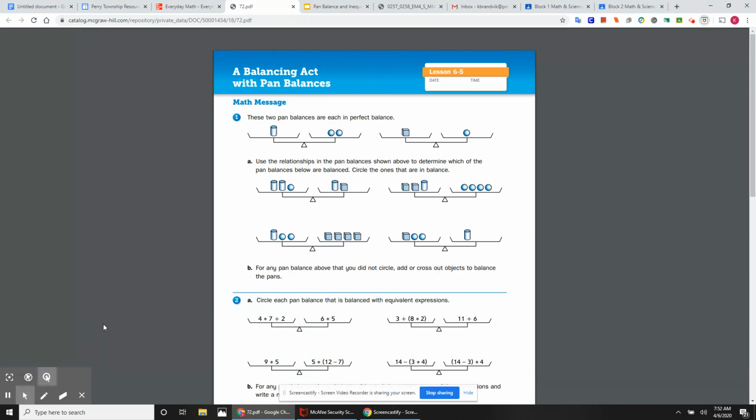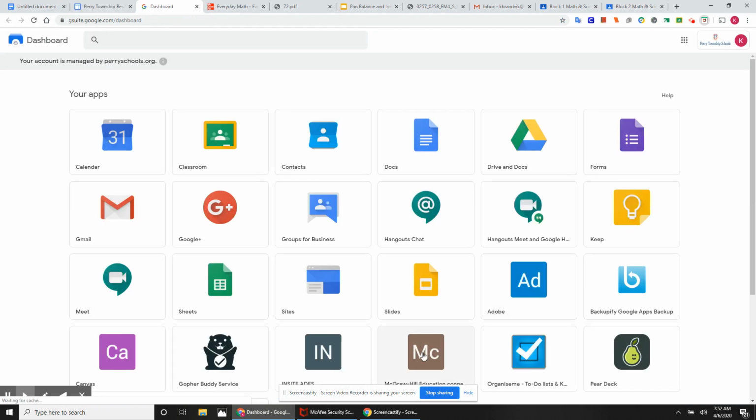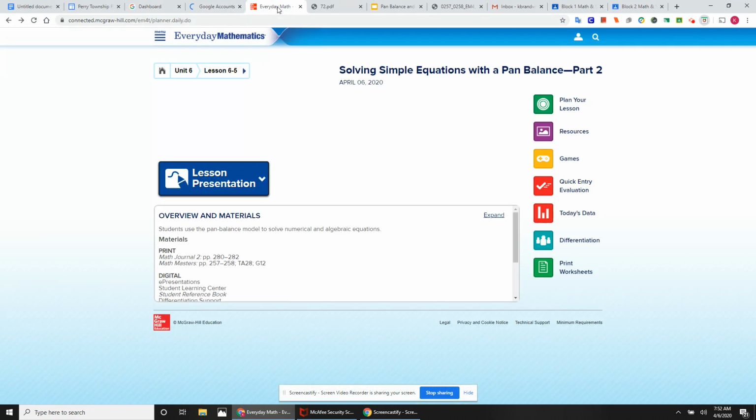If for some reason you did not bring your math book home with you, you can always go to the Perry Township Resource Portal, and then on the right-hand side, you go to the McGraw-Hill. Click that. Yours might look a little different, but it will get you here to Everyday Math. And today's lesson should line up and say lesson 6-5. Yours won't look exactly like this. This is the teacher dashboard, but you can find the resources and your book on this page.